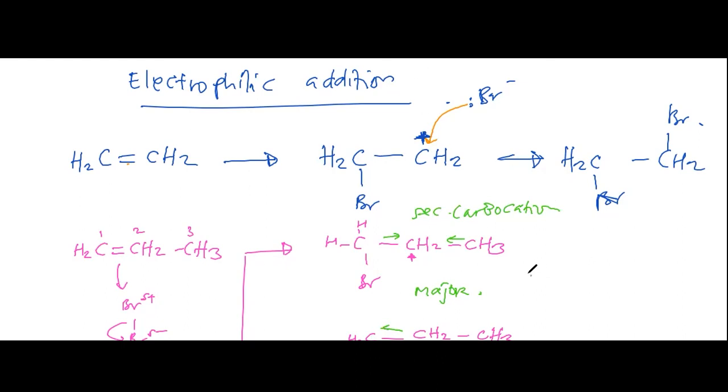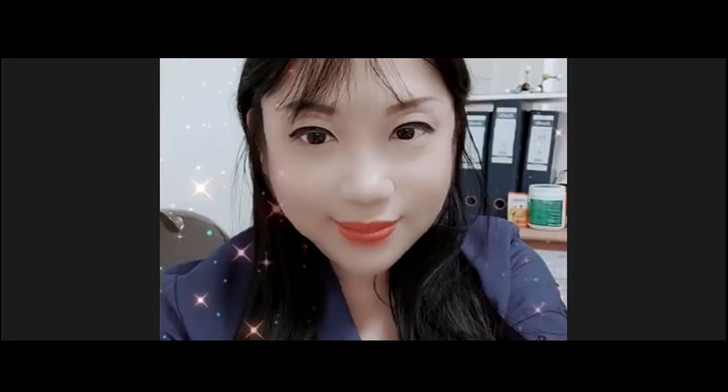So the product would be CH2Br, CHBr, CH3. Although the product will be the same, this is the major carbocation that will be produced during this reaction. The most complicated one will occur in the addition of hydrogen bromide or hydrogen chloride. Later on, we will discuss this. So all done with the electrophilic addition mechanism.